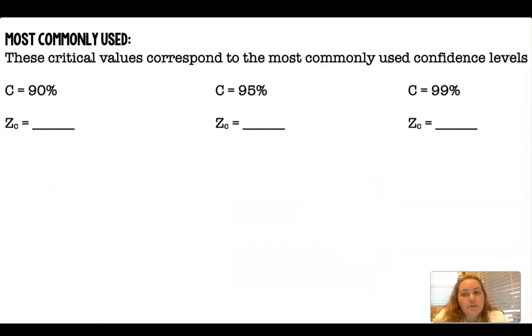All right, so the most commonly used critical values, you're probably going to want to just memorize so that you're not having to do this calculation every time. Typically, we're going to be working with 90, 95, and 99%. So the critical value for 90% is 1.645, 95% is 1.960, and 99% is 2.576. And I like them to be to 3 decimal places.